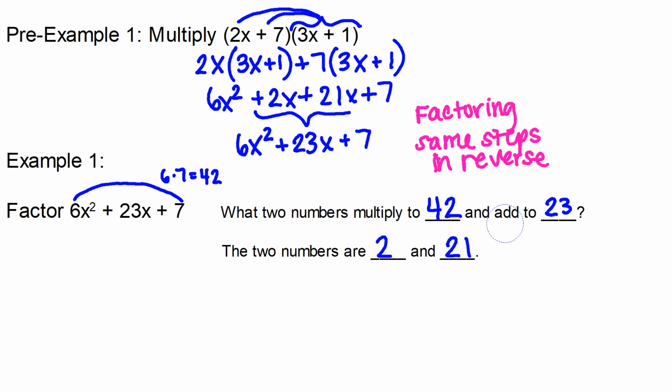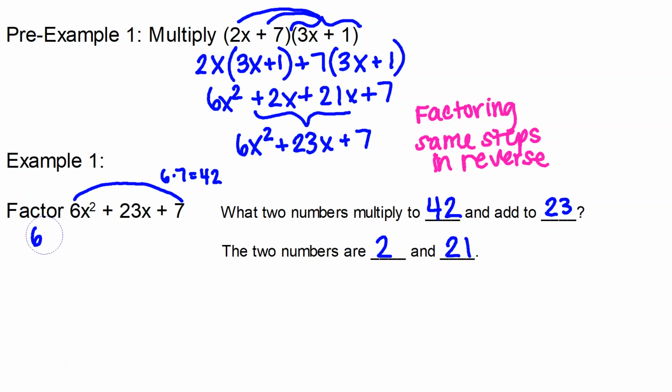Now we are going to take that middle term. If you look back here, that last step was taking those two like terms and combining them together. So it's going to be like we're uncombining our like terms, and what we're uncombining our like terms into is using these two numbers that we just decided.